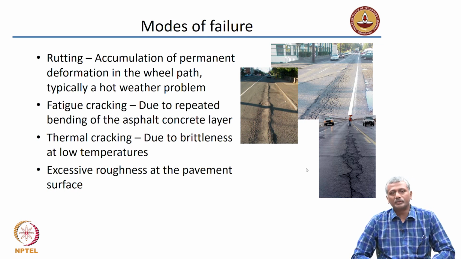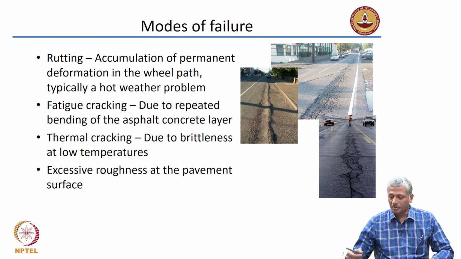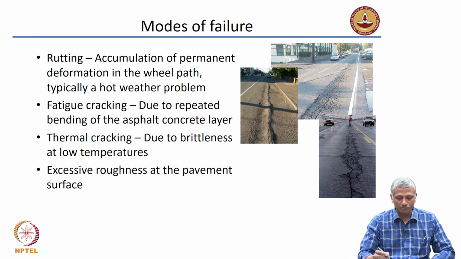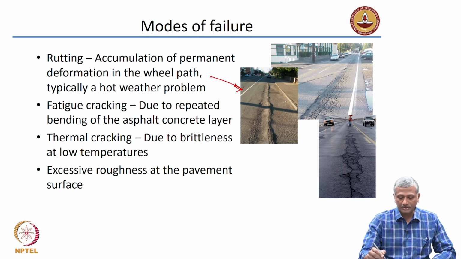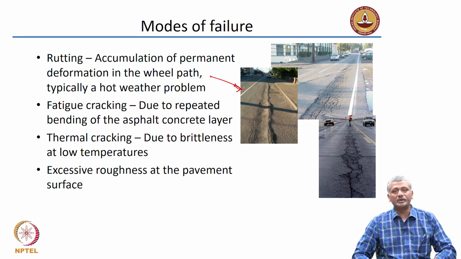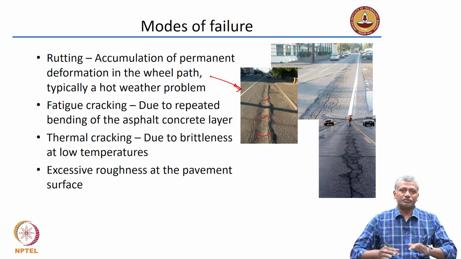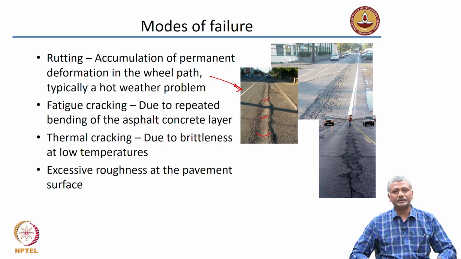So I'm going to talk briefly about some of the distress types that we observe in flexible pavements made with asphalt concrete. First and foremost, the most common form of deterioration that we see in asphalt pavements is rutting. Rutting is nothing but the accumulation of permanent deformation in the wheel path. What you can see from here is that right under the track where the wheel is going, you see a permanent deformation, a depression right under the wheel track. That's because the asphalt has become soft as a result of high temperature, and under the loads of the wheel it continues to deform, and then you get a permanent depression in the road.